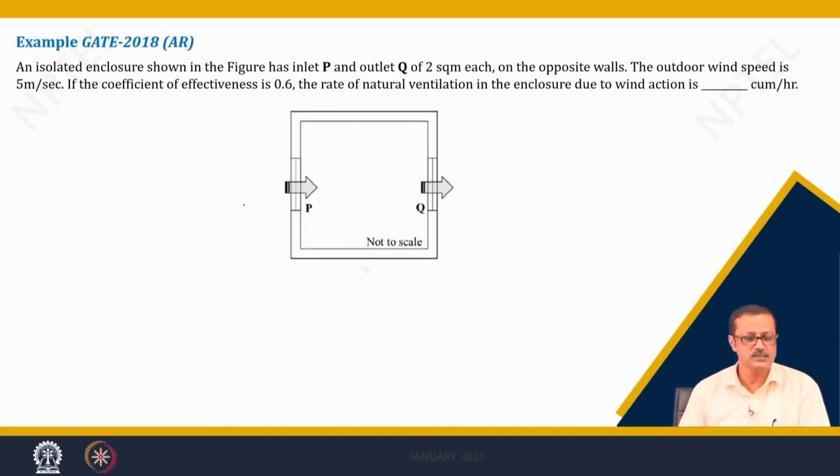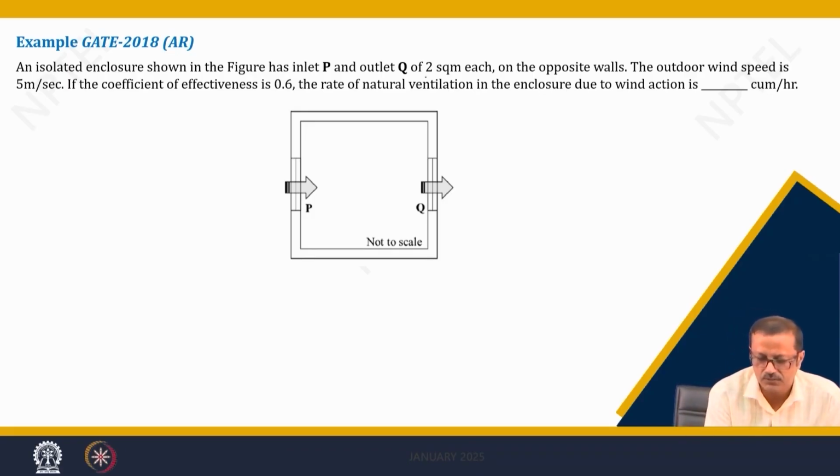This problem was asked in the 2018 GATE examination, architecture paper. It was given that there are two openings, P and Q, on opposite sides, which are the inlet and outlet, each of 2 meter square area. So there is a total of 4 meter square area, 2 for the inlet and 2 for the outlet. This is your 2 meter square and this is your 2 meter square of area.